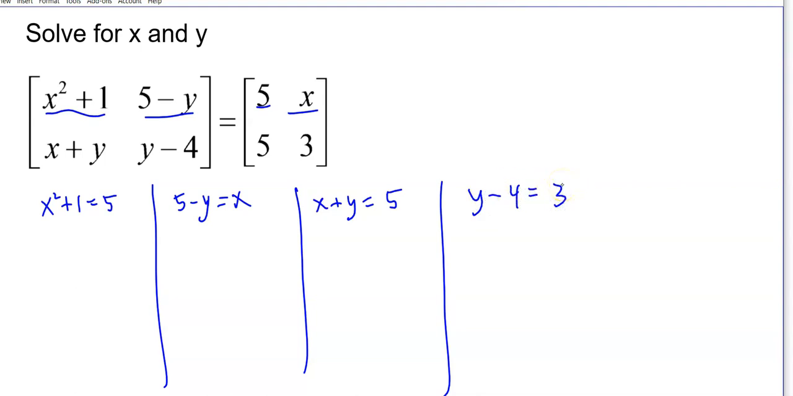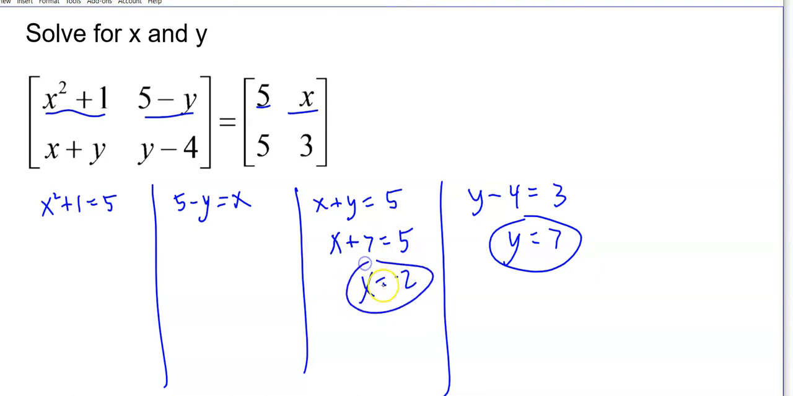Now, I don't know if it's obvious to you, but this last equation looks like the best one to solve, because I pretty much know y is 7 now. And this one looks pretty nice, right? Because if y is 7, x plus 7 equals 5, so x must equal negative 2. So now I think I know my answer. I think it's 7 and negative 2.